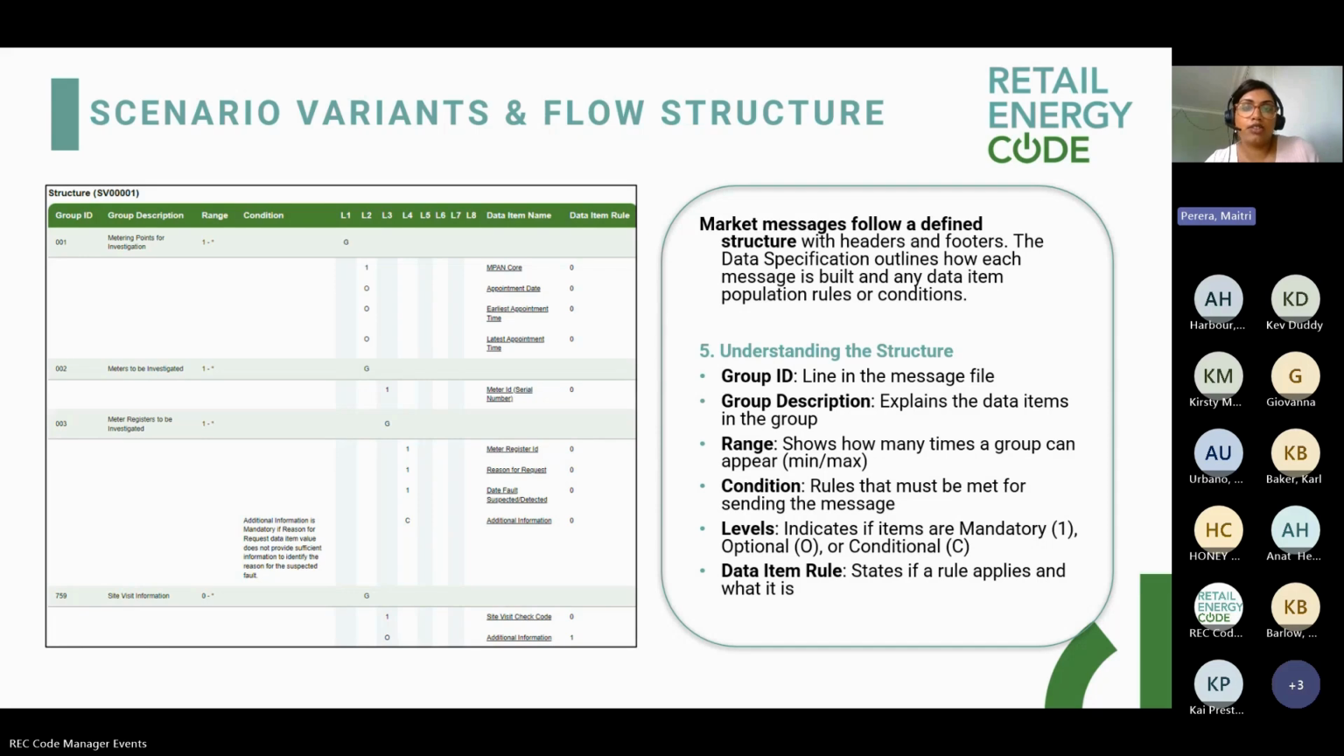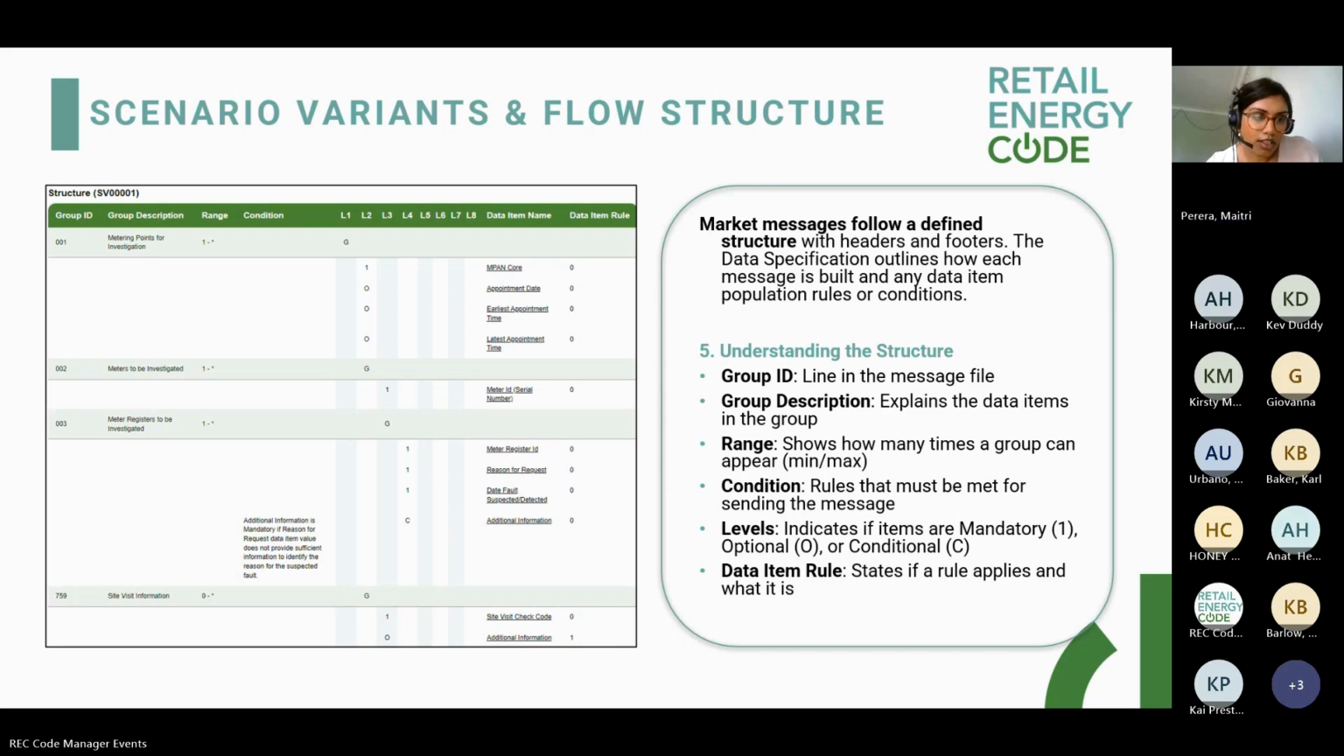Group description is a description of the data items included within the group to be provided, which specify relevant information. Then we've got the range. This outlines how many instances a group needs to be implemented, including the minimum, sometimes referred to as modality, and the maximum number of instances, sometimes referred to as cardinality. We've got the condition as well. That refers to any specific data item conditions which have to be met when issuing the flow. And you can have a look at the example on the screen there.